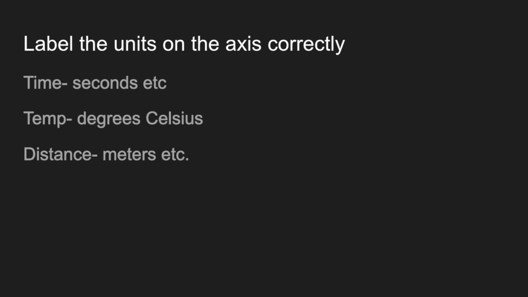You want to make sure that you label the units on your axes correctly. If you're working with time, make sure you label it as minutes or seconds or hours or even years. Don't forget to label it, or don't label it totally incorrectly. You need to make sure that they always have labels. Temperature, again in science, is most of the time going to be degrees Celsius. And distance, you can measure in meters.